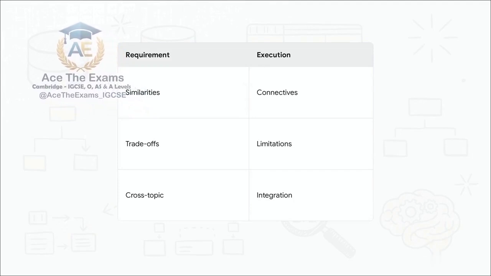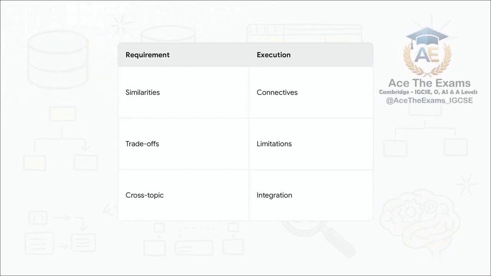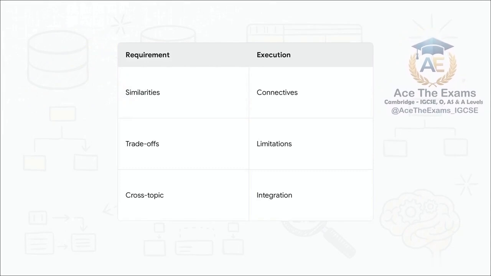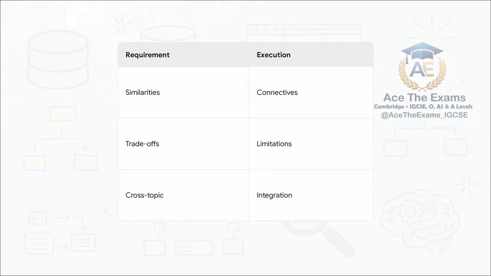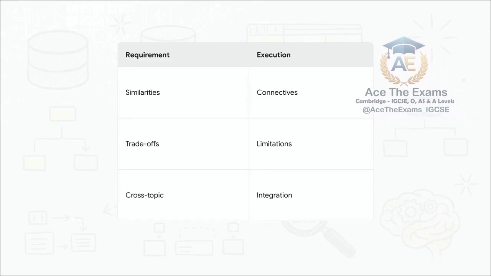You absolutely must utilize comparative connectives, words like whereas, however, conversely. And you must draw cross-topic connections. Examiners explicitly reward this. Linking normalization back to file organization, or network speeds, or database security shows a holistic, big picture understanding of the entire 9618 syllabus.